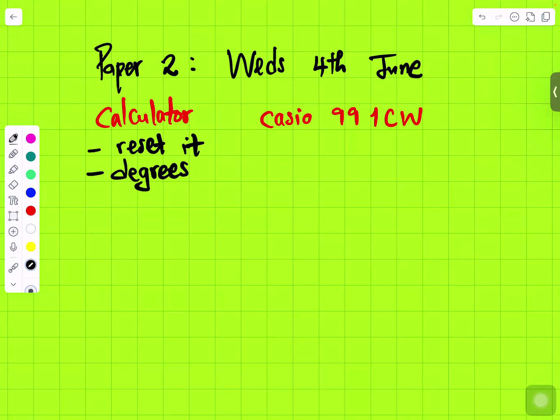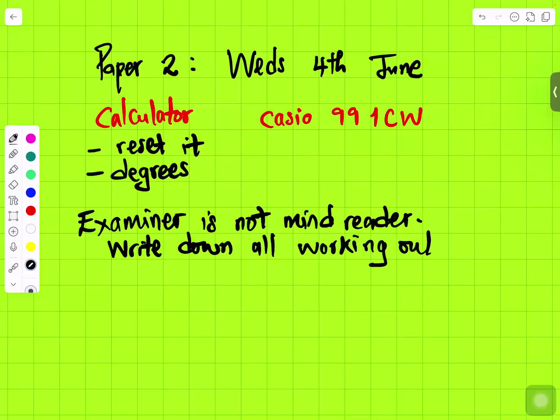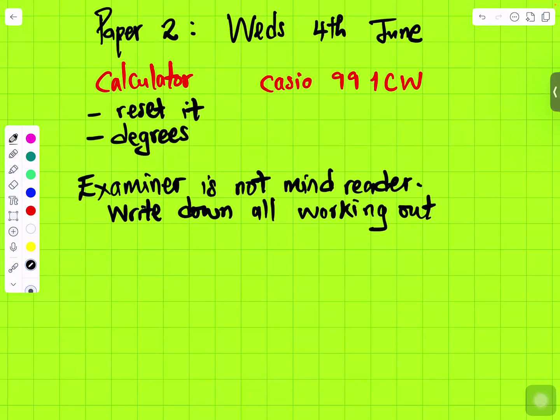When you use a calculator in exams, the examiner is not a mind reader. Examiner is not a magician. So whatever you type in the calculator, you write it down. It says, write down all working out. That's how you succeed in the calculator paper. You write everything down.